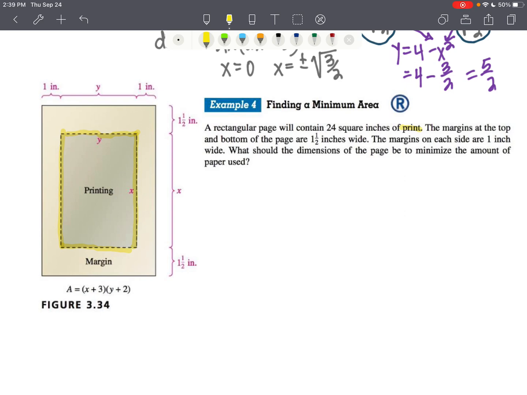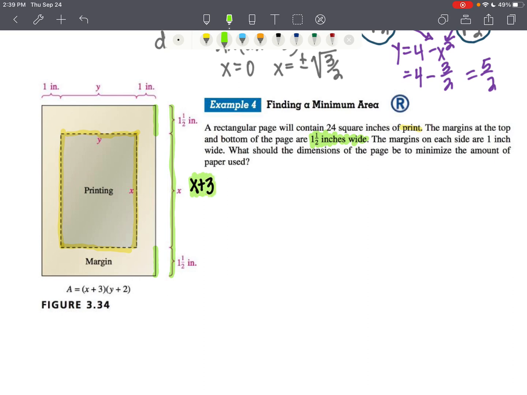We need to see if that's what we're going to be maximizing or minimizing, or if something else is. Now the margins at the top of the page and the bottom of the page are 1.5 inches wide. So 1.5 inches wide means that I lose 1.5 inches right here and 1.5 inches right here. So that dimension, this entire dimension here, is going to be x plus 1.5 plus another 1.5. That's going to be x plus 3. Okay?